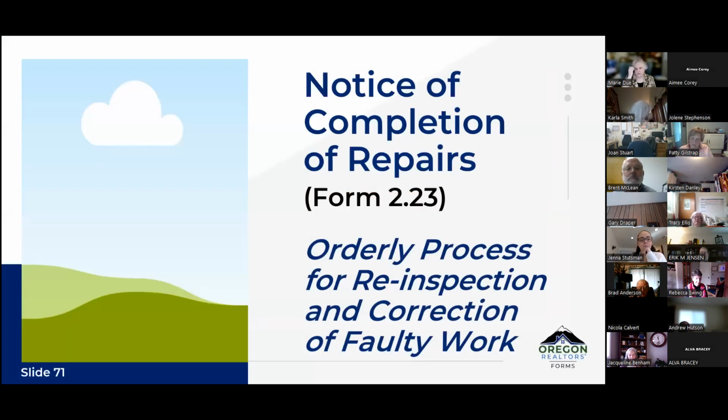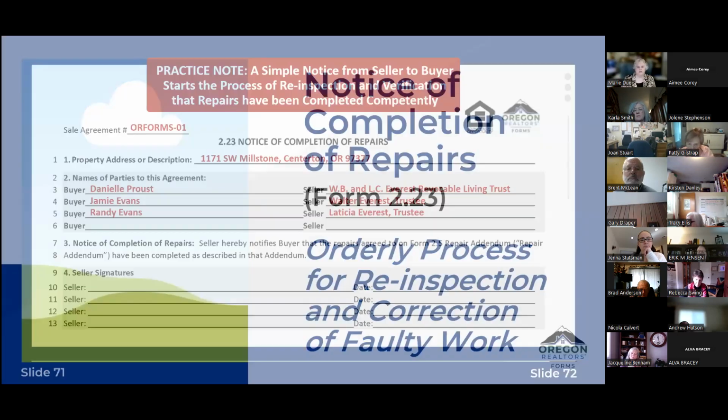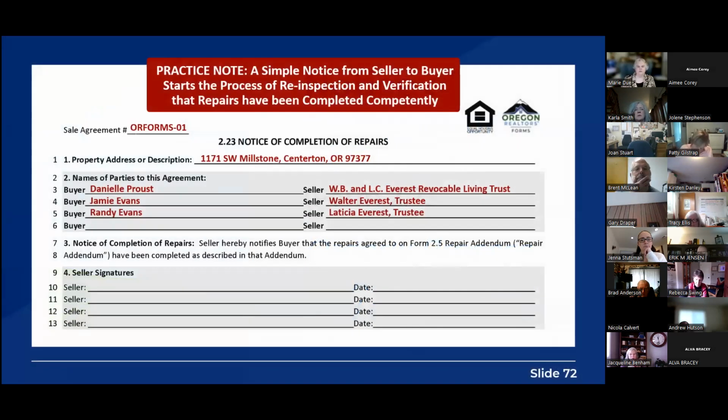Okay, so they've made their request. They want the chimney to come back out. And notice of completion of repairs, the orderly process for reinspection, correction of faulty work. So we want to spell out how it's supposed to come out. So it's a simple notice from the seller to the buyer that starts the process of reinspection. Hey buyer, we've finished these repairs that you asked for, and here's our signature. That's it. That's the entire form. It says that it's been done.